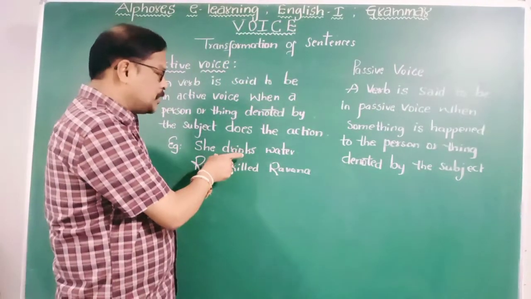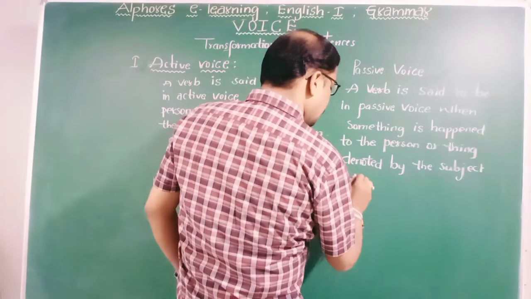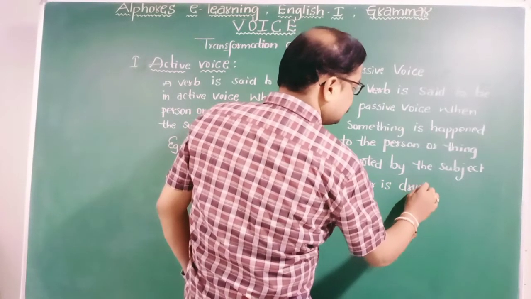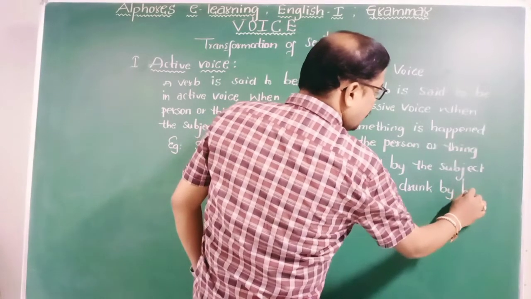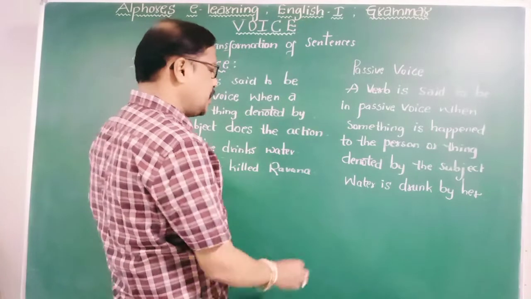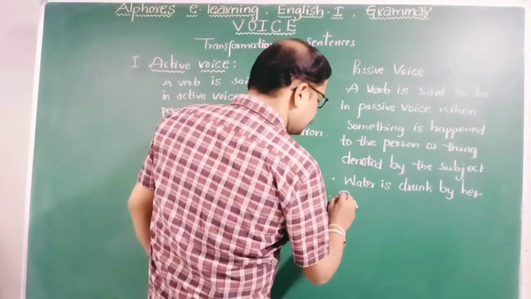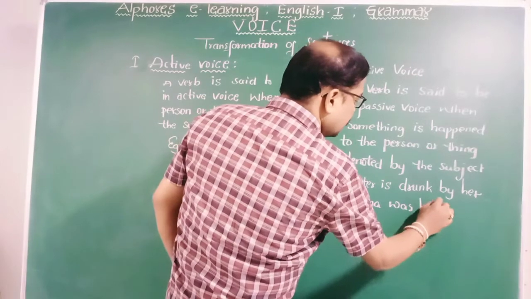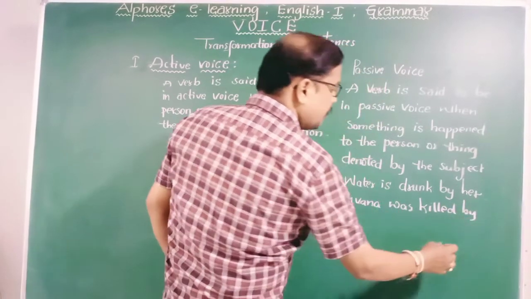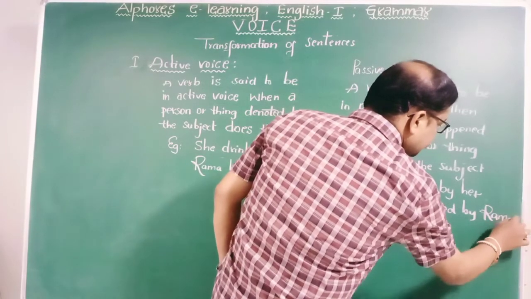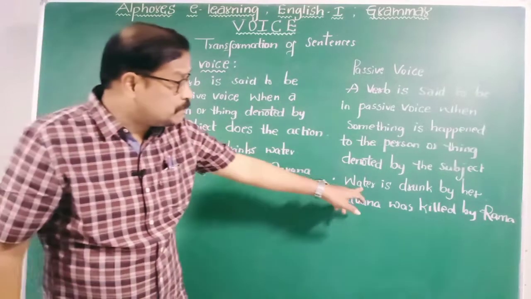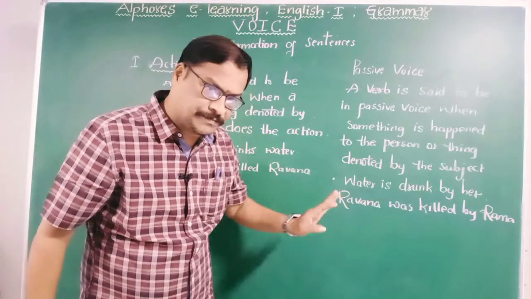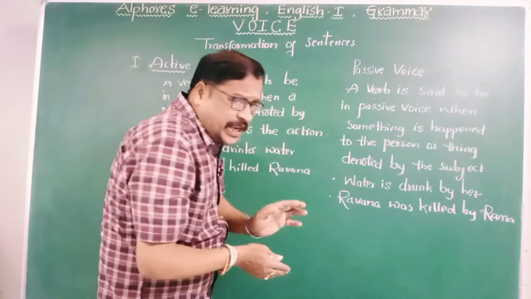Here, when this particular sentence is transformed, it becomes: water is drunk by her, and the other sentence, Ravana was killed by Rama. What is the subject of this particular sentence? You carefully observe. Water is drunk by her. Here, does water do any action? No.